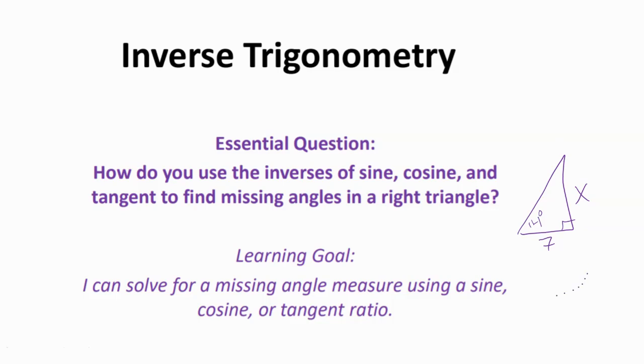Well, this time, what's different is we're going to be given a right triangle, but this time we need to figure out how many degrees is the angle given our two sides. So let's say this is 7 and this is 5. How could we figure out what that measure angle is? All right, so that's our goal today.